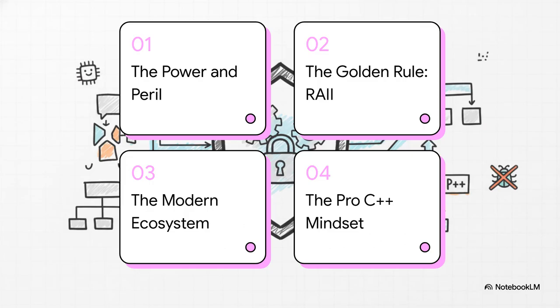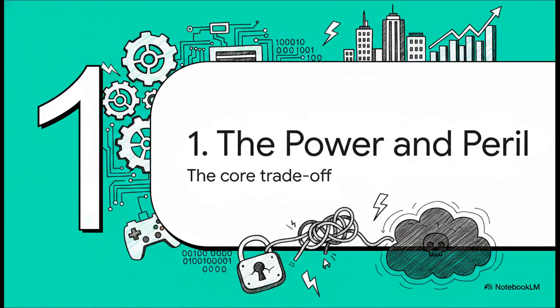So here's how we're going to break it down. First, we'll look at the core trade-off, the power and the peril. Then, we'll cover the single most important concept for safety, something called RAII. After that, we'll zoom out to the wider ecosystem and wrap up with the mindset and tools that really separate the pros from the amateurs. Let's get started. Okay, Section 1.